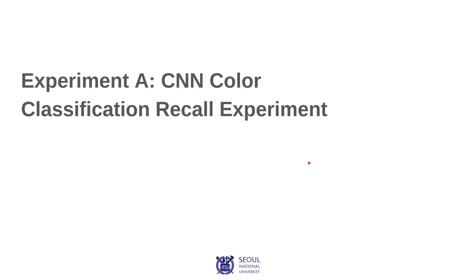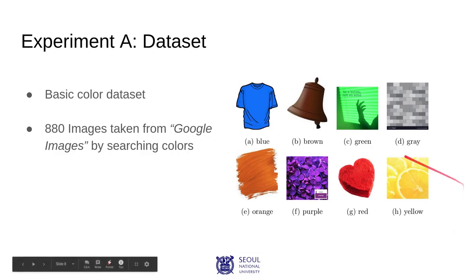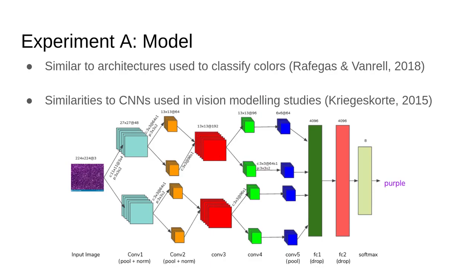The first experiment is the CNN color classification recall experiment. This experiment is designed to investigate whether CNNs are able to learn certain colors faster than others. The dataset used for this experiment was just basic images downloaded from Google Images for these 8 colors: blue, brown, green, grey, orange, purple, red, and yellow. The model that we use in this experiment has been shown to learn colors effectively in the past. What's important to note here is that this CNN model has 5 convolutional layers, which has been used in the past for other studies which investigate similarities between CNNs and biological vision.